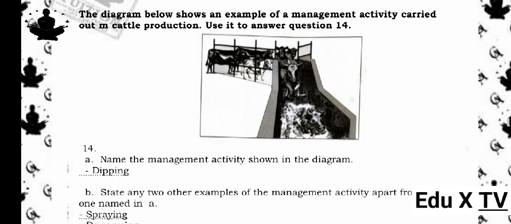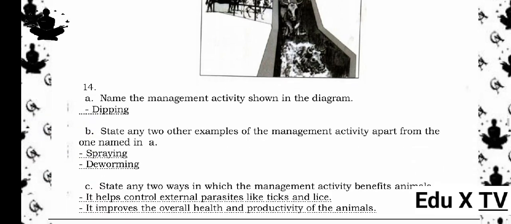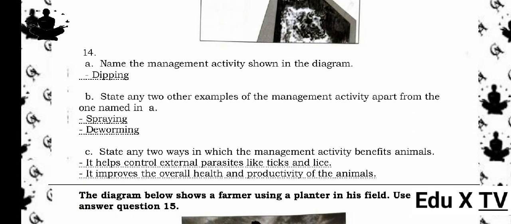The diagram below shows an example of a management activity carried out in cattle production. Use it to answer question 14. 14. A. Name the management activity shown in the diagram. Dipping. B. State any two other examples of the management activity apart from the one named in A. Spraying. Deworming. C. State any two ways in which the management activity benefits animals. It helps control external parasites like ticks and lice. It improves the overall health and productivity of the animals.